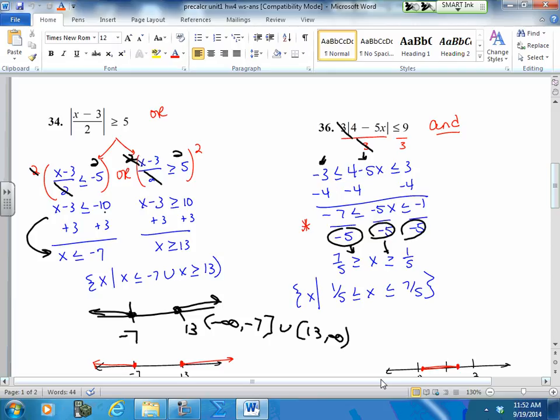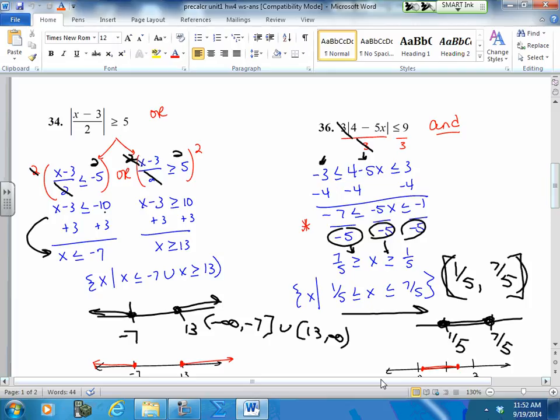And then you're going to have to reorder it again. You're going to have to set it from lowest to highest. And again, it works out much easier if you use your number line, because you know 1/5 is before 7/5. So my number line gives me 1/5, 7/5. Just leave them as fractions. Oops, sorry about that. Here's filled in.